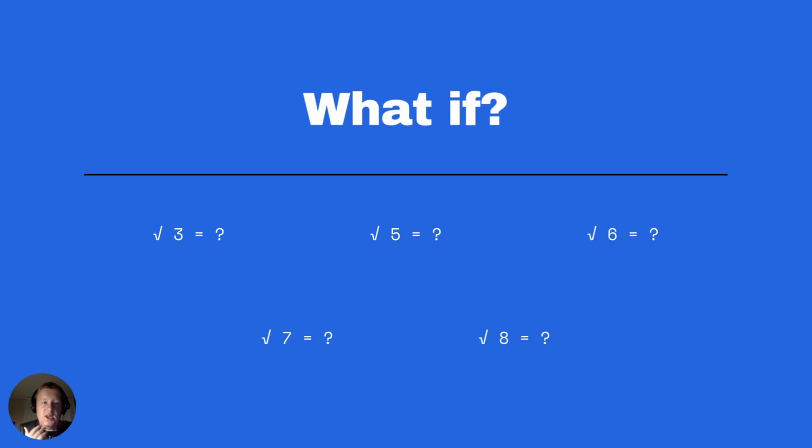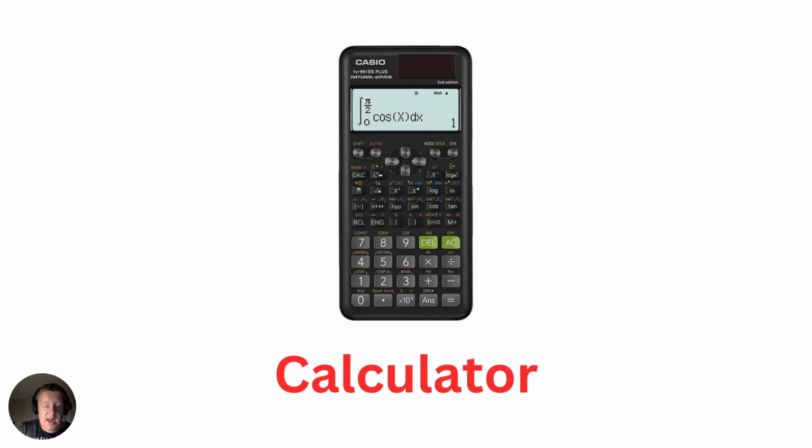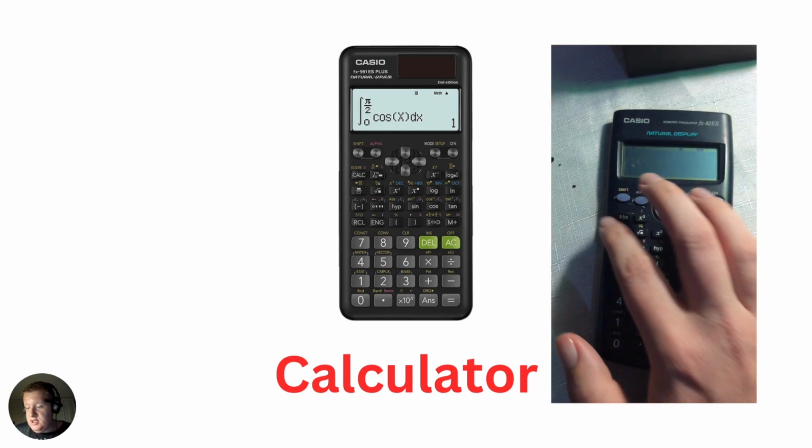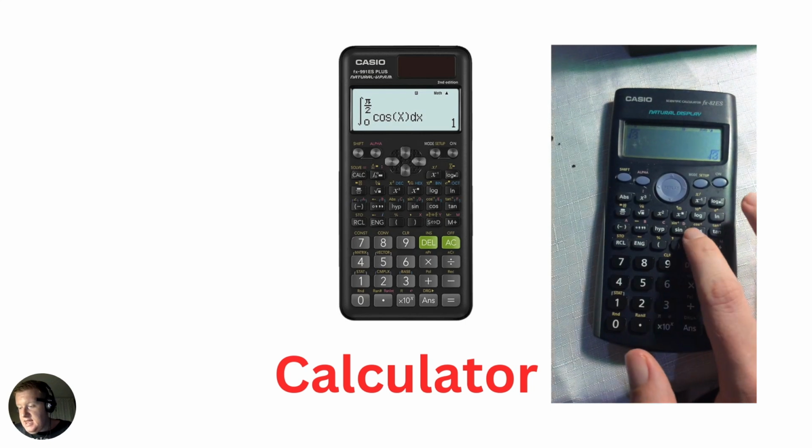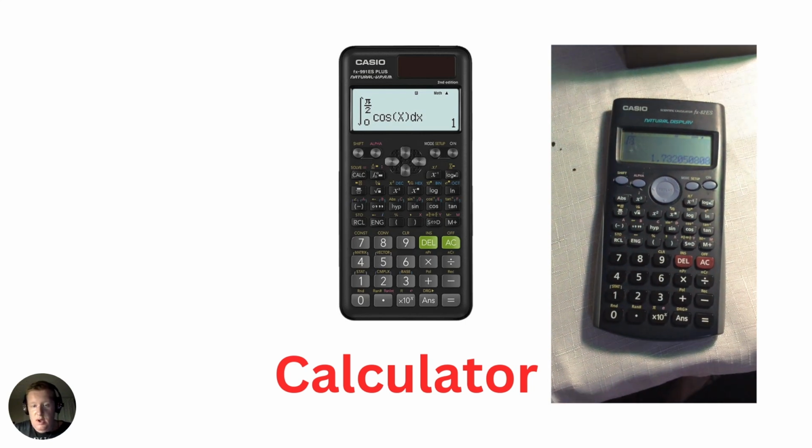But what if we square root these other numbers? Square root of 3, 5, 6, 7, 8. What could happen? What number could actually come up? Can you guess? I can't either, because this requires a calculator. Because it's a scientific calculator, I have to hit the square root button first, and let's say 3, and then I hit the equals button.